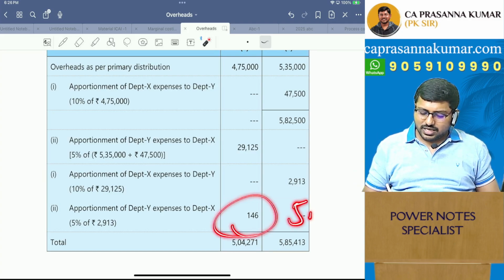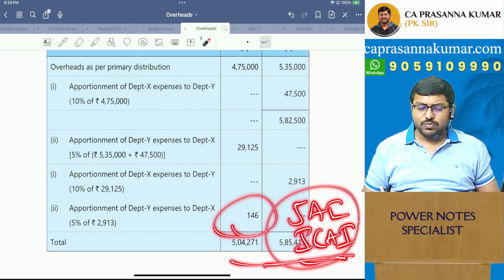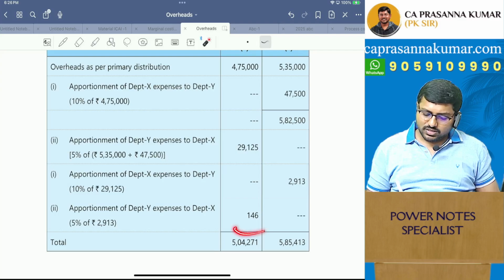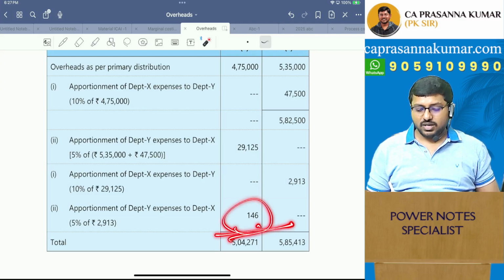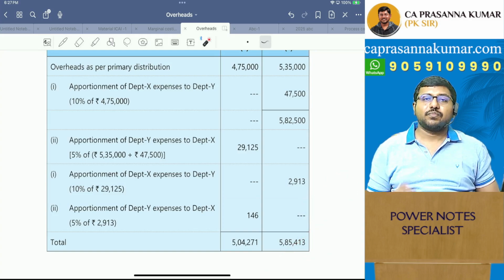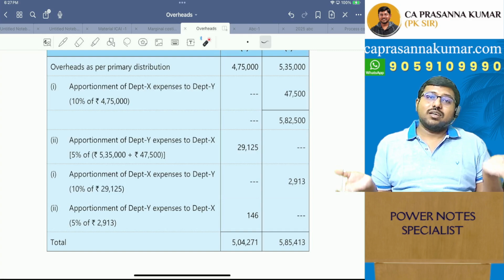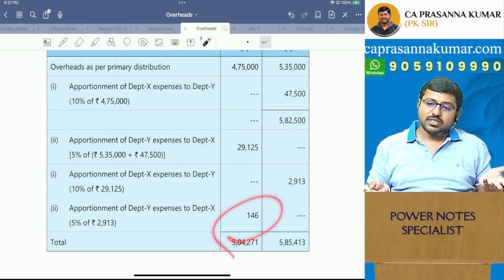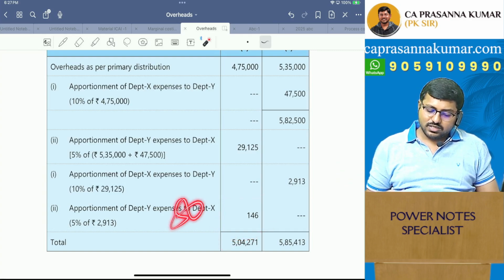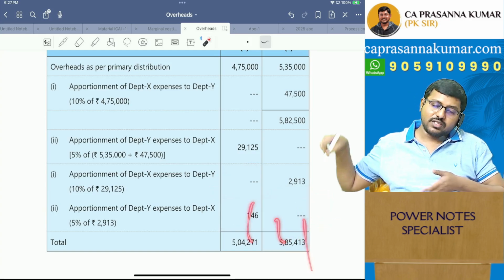Here, your ICAI scenario is there. What do I mean by the ICAI scenario? Sometimes ICAI will make mistakes. In some questions they say 146 is a negligible number. In some questions they will solve till 10 rupees, till 5 rupees, till 1 rupee also. Which is considered negligible, only ICAI knows. In some questions they'll take 146, in some 50, in some 10, in some questions 5 rupees also. Till 5 rupees they'll keep on solving this.